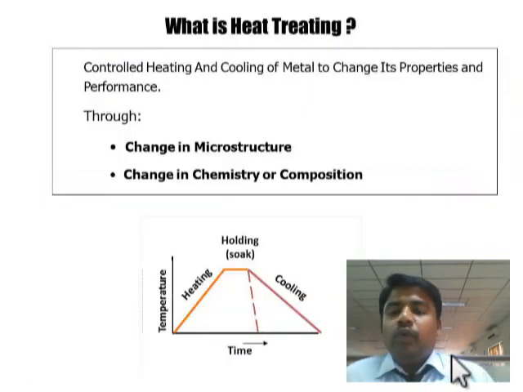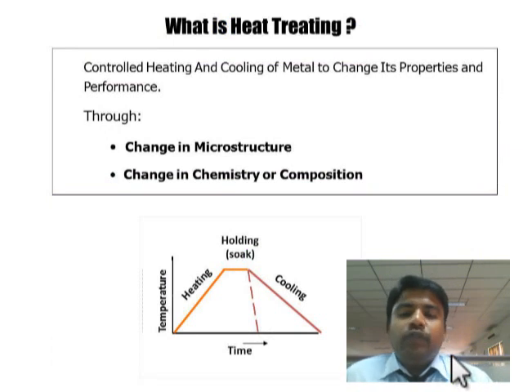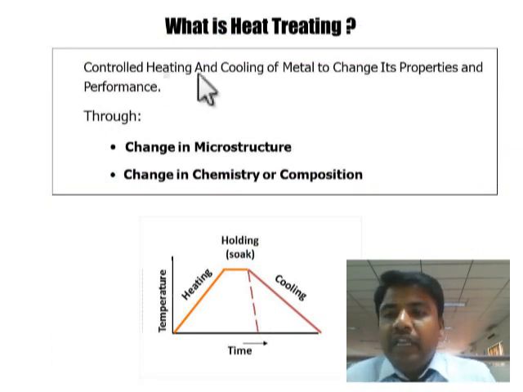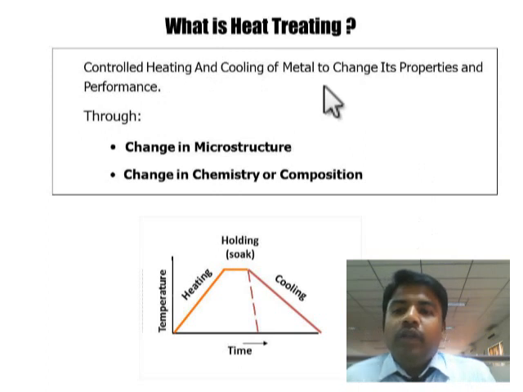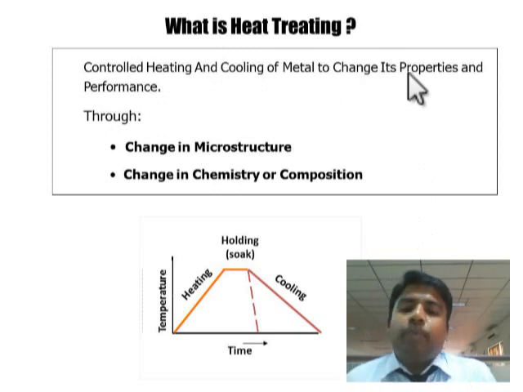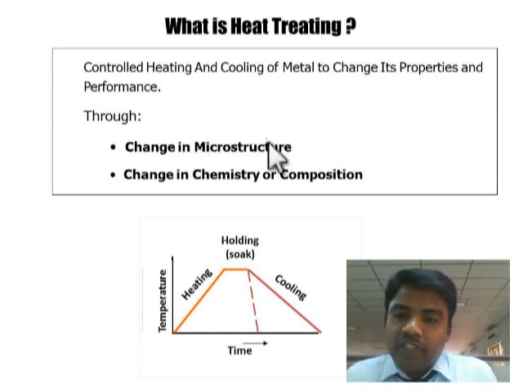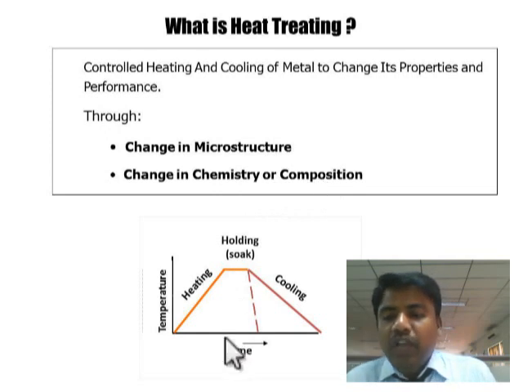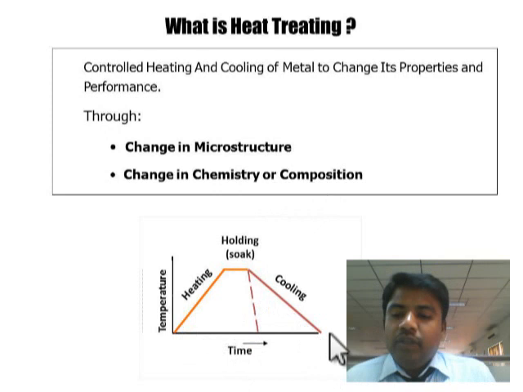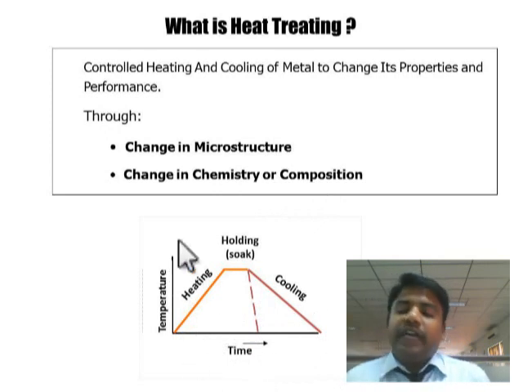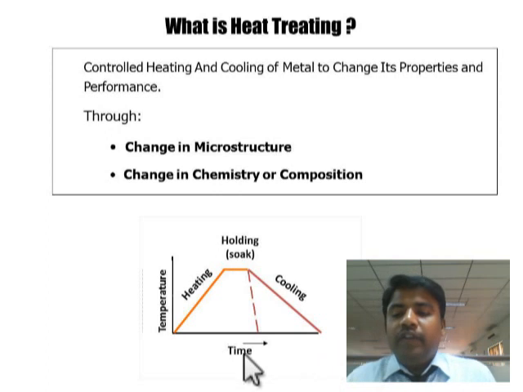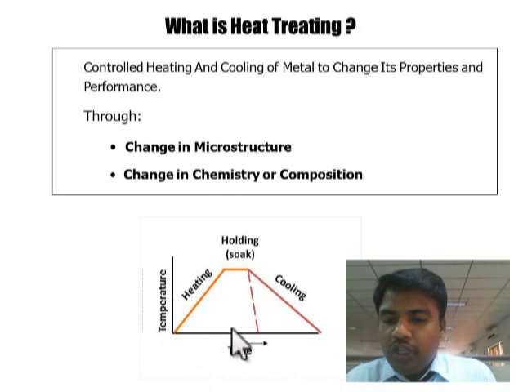Next, what is a heat treatment process? We said that controlled heating and controlled cooling of a metal is to change its property and performance. If you go for heat treatment process, what is going to happen? Change in microstructure, change in chemical composition. Right, now we can see a diagram. This is a simple diagram that we are going to draw between temperature and time. On the vertical axis I am going to plot temperature, and on the horizontal axis time.